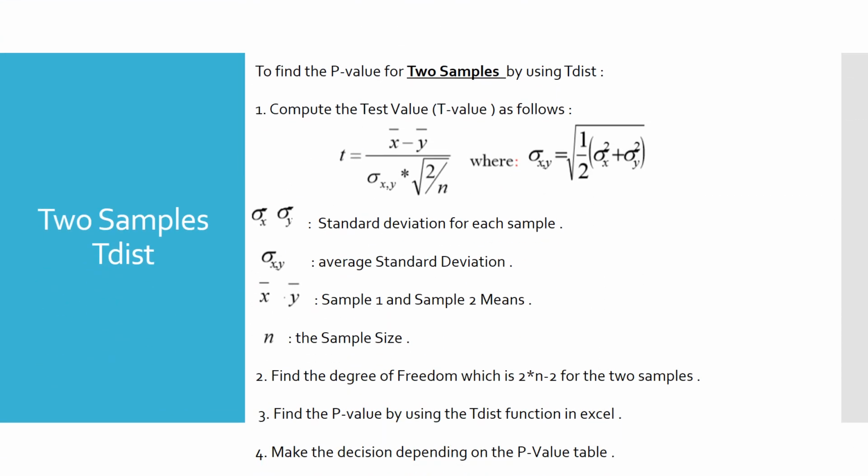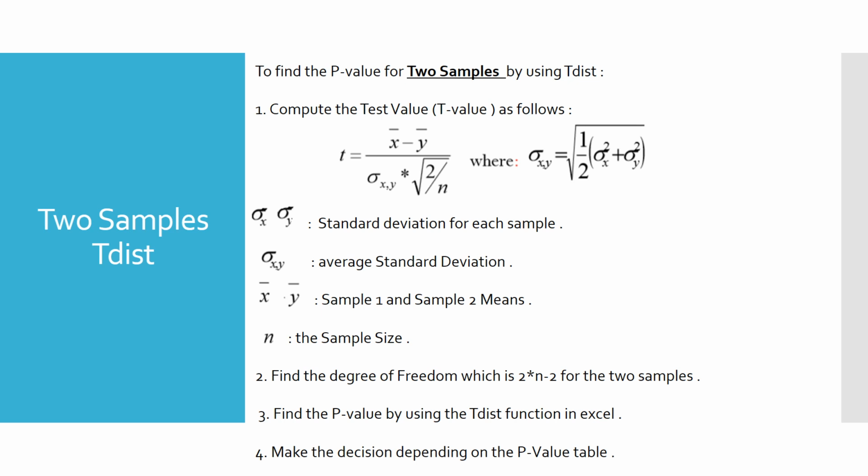Now, let's explain how to use the t-test in two samples. First, to find the p-value for two samples by using t-test, we have to compute the standard deviation for both samples, which is called the average standard deviation, by using this formula, where sigma x is the standard deviation for the first sample, and sigma y is the standard deviation for the second sample. Then we find the t-value by using this formula.